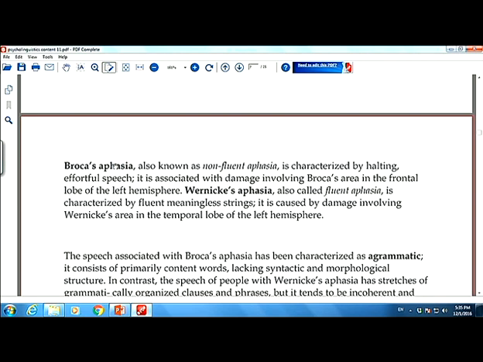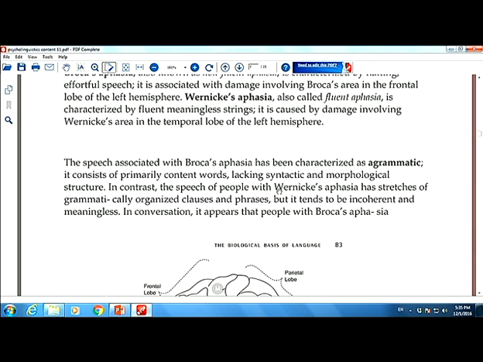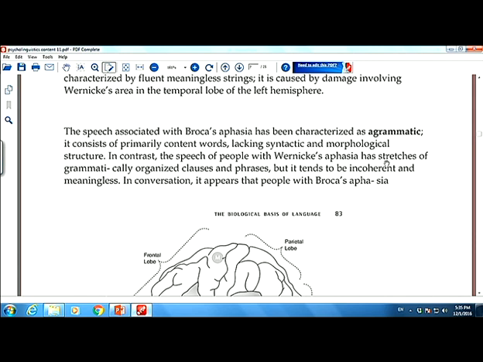So Broca's area, it's not fluent. People with Broca's aphasia suffer from disfluency. They are not fluent, basically. They have word-finding difficulties. They take long to give you one word. Wernicke's area, Wernicke's aphasia, patients with this aphasia speak fluently, but their sentences are not meaningful. All right, agrammatic here. What does that mean? Only consists of content words, no syntactic or morphological structure.